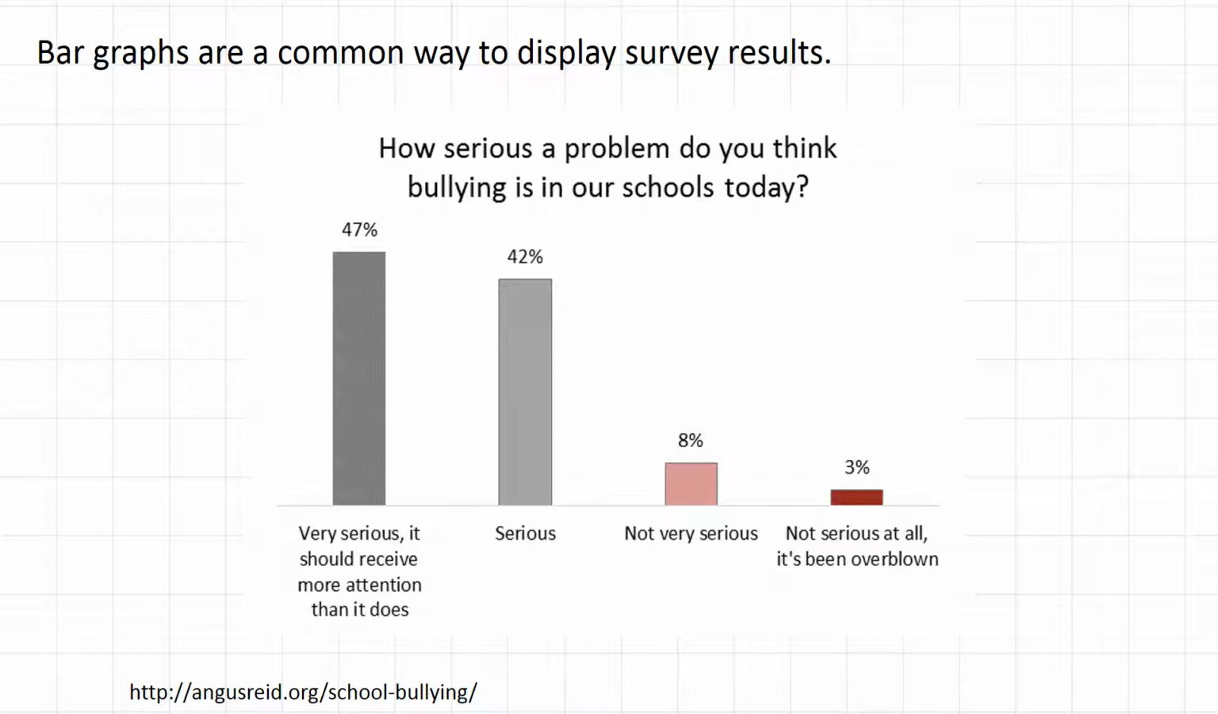Bar graphs are a common way to display survey results, and this bar graph comes from Angus Reid, a large polling company. You'll see it referenced a lot in the news, and it's a Canadian company. You're going to be doing a project that takes a look at some of the polls conducted by Angus Reid, so this is an opportunity to see how they display some of their data.